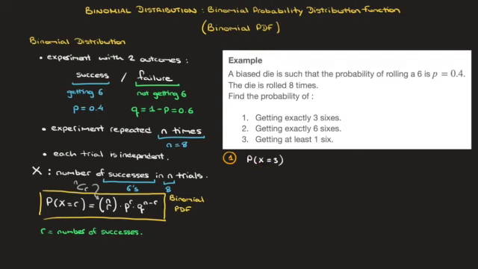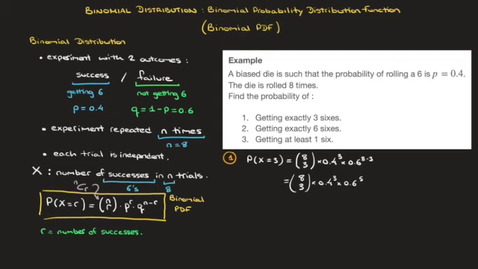the probability of the number of successes, or 6s we get, being equal to 3 is equal to the binomial coefficient 8, 3, times the probability of a success, so that's 0.4, raised to the power of 3, times the probability of a failure, so that's 0.6, raised to the power of 8 minus 3. And that's equal to the binomial coefficient 8, 3, times 0.4 raised to the power of 3 times 0.6 raised to the power of 5. All we have to do now is calculate.